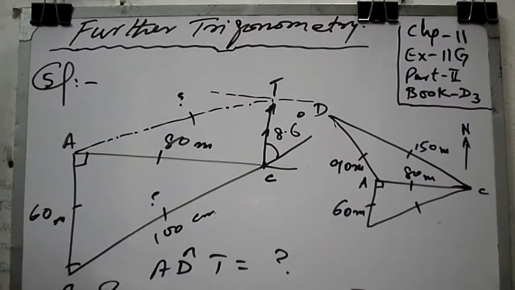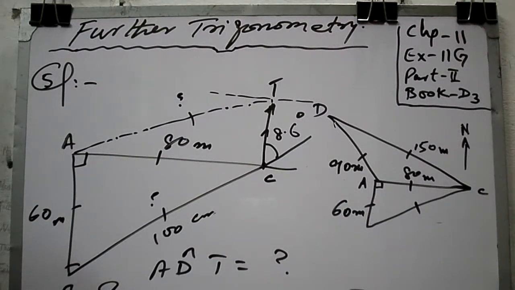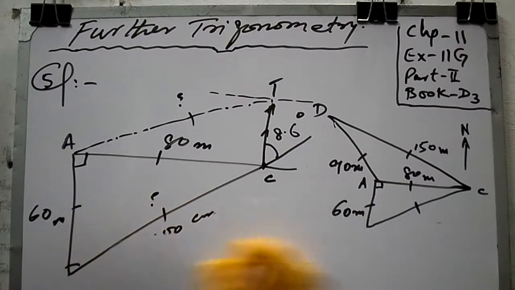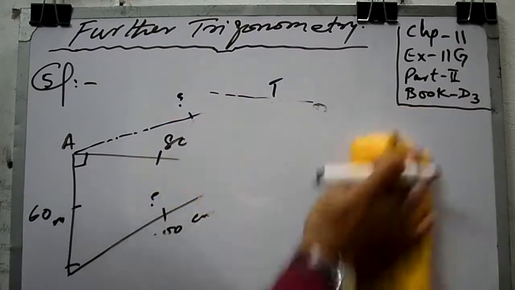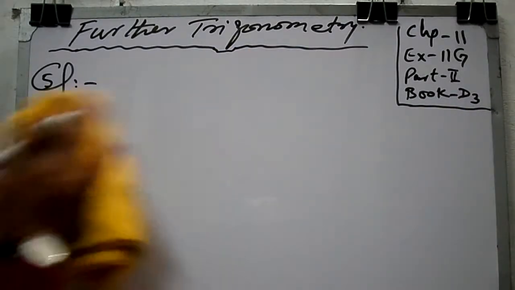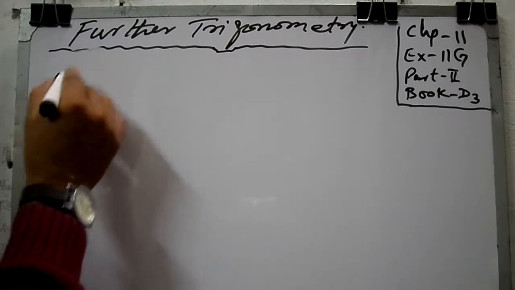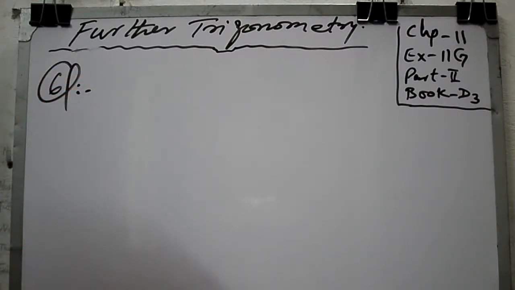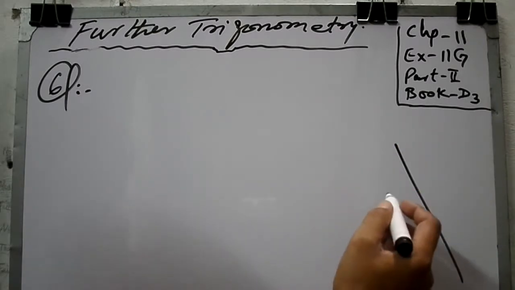Now coming to question number 6. If you read the statement, A, B, C are three points on level ground. B is 110 meters due east of A. X is a point on BC such that BX is equal to 45 meters, CX 55, and AC is 80 meters. Calculate ABX. So first of all we have to draw the diagram.